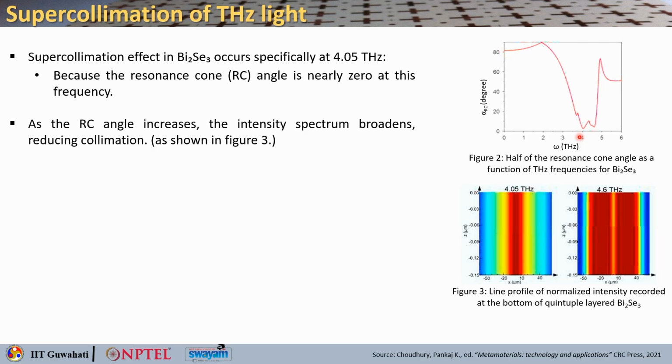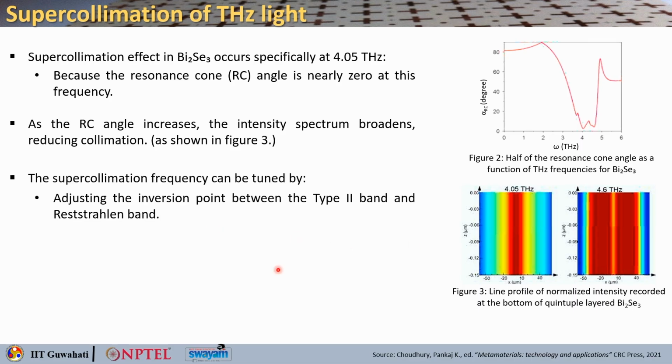Now, what will happen if the resonance cone angle increases? The spectrum will get broadened and the collimation will reduce. Here you can see the line profile of the normalized intensity recorded at the bottom of the quintuple-layered bismuth selenide. Exactly at 4.05 terahertz, where alpha RC is almost 0, it is very narrow, but as soon as you move a little away, at 4.6 terahertz, the intensity spectrum broadens. That will reduce the collimation.